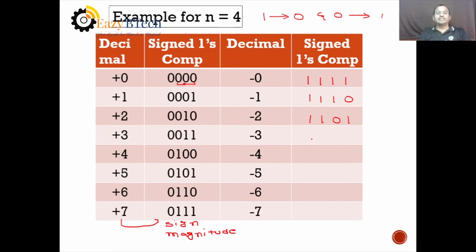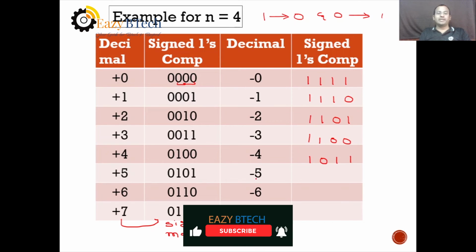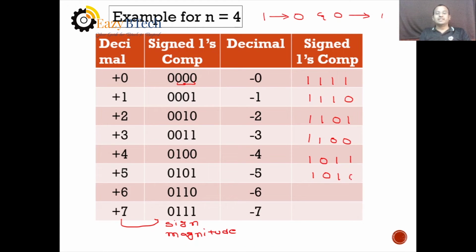So minus 3, simply we are taking the 1's complement. 1's complement means changing zeros to 1's and 1's to zeros. Minus 4 is 1 0 1 1. Next, minus 5 is 1 0 1 0. Minus 6 is 1 0 0 1. Minus 7 is 1 0 0 0.